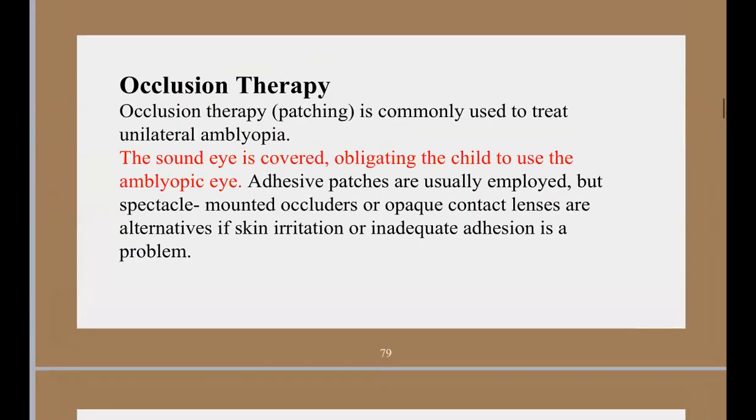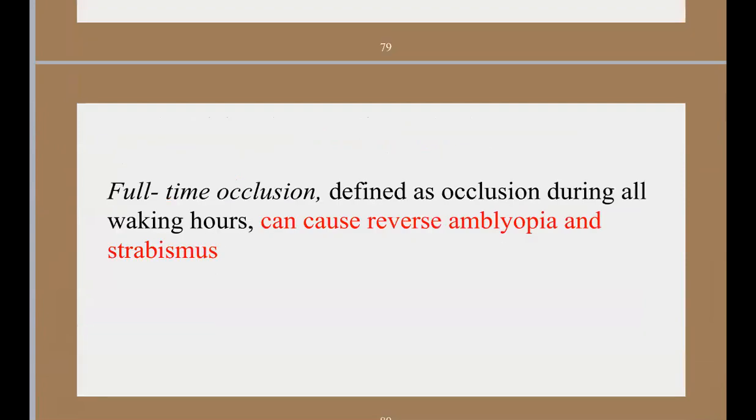What about the treatment? It is occlusion therapy. And here in occlusion therapy, the squinting eye, or sorry, the sound eye is covered, and the amblyopic eye will be forced to see. Okay, here the sound eye is covered, obligating the child to use the amblyopic eye. This is the idea of occlusion therapy. What do you know about the regime? Is it full-time occlusion or part-time occlusion?